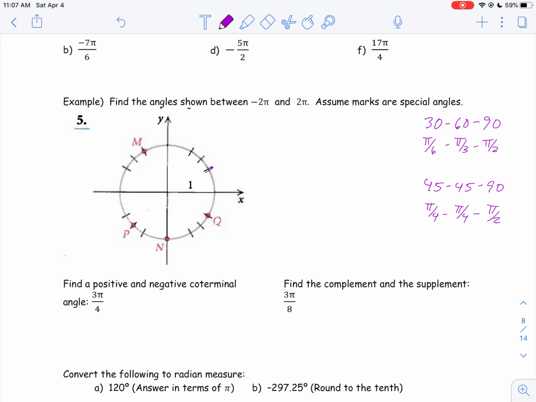All right, so if these marks are special angles, this first mark, second mark, third mark, maybe it just takes a little time to get used to, but if we look at that, you see it splits the 90 in half. So that's pi over 4. And then the other two marks here, they split the 90 into thirds. See that? So this ends up being 30 and 60, which is pi over 6, pi over 3, and then this is pi over 2.